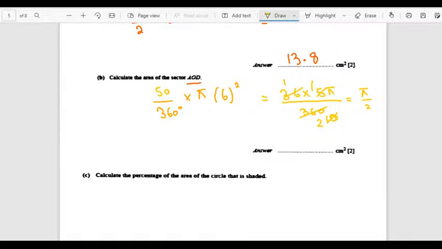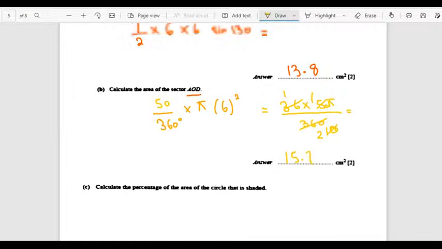Okay. So it is correct. You guys are telling me right. The answer is going to be 15.7. Very well done. Excellent. Okay. That would be the answer. Okay. Let's read the third part.